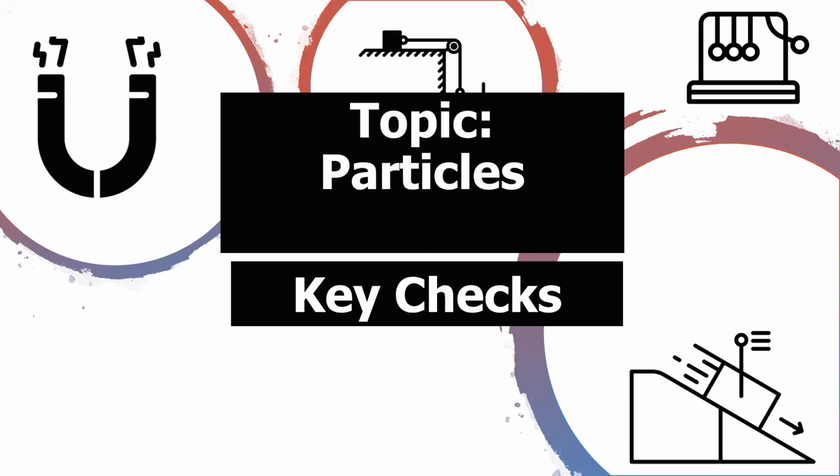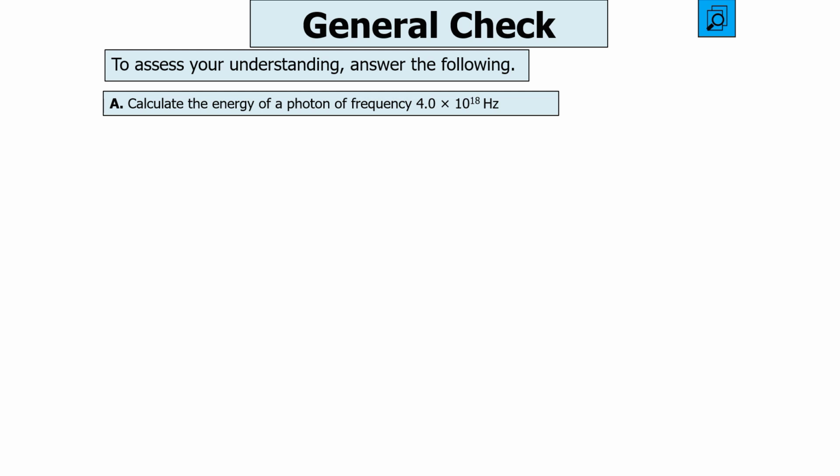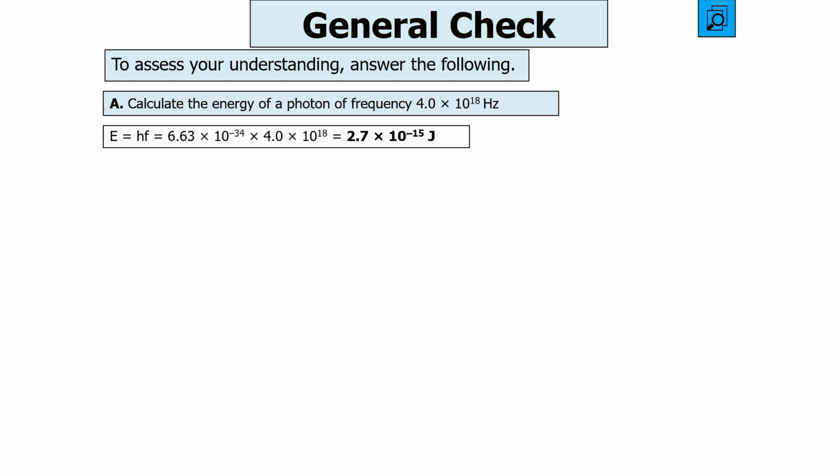To assess your understanding, quickly answer the following. Calculate the energy of a photon of frequency 4 times 10 to the 18 Hz. So pause the video now, then unpause the video when you want to go through your answer. Right, E equals hf, which we know to be 6.63 times 10 to the minus 34, times by 4 times 10 to the 18, is 2.7 times 10 to the minus 15 joules.